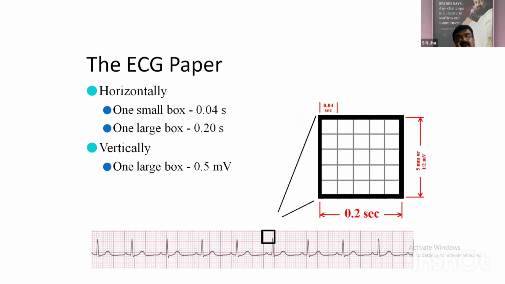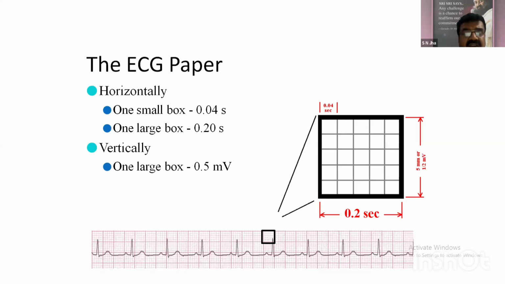So if I say that P wave should be less than 120 milliseconds, that means it should not be wider than 3 small squares. And if I say normal PR interval is 0.2 seconds, so beginning of P wave to beginning of R wave should not be more than 5 small squares. So normal PR interval is between 0.12 to 0.2 second. That means from 3 to 5 small squares.